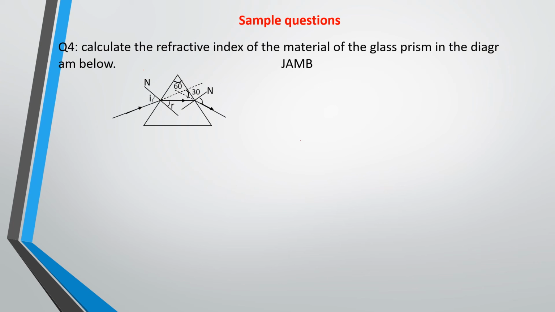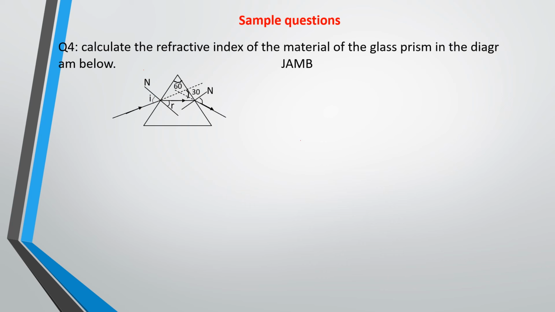Calculate the refractive index of the material of the glass prism in the diagram below. So here you are given the minimum deviation and you are given the refracting angle. And you know that for you to get the refractive index, you must find the angle of incidence. Is that okay? You must find the angle of incidence.